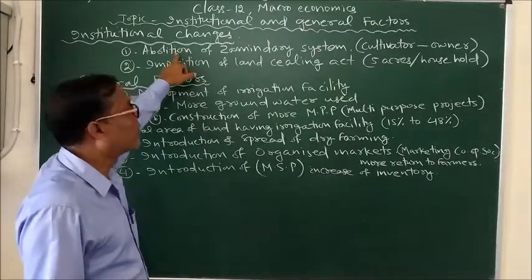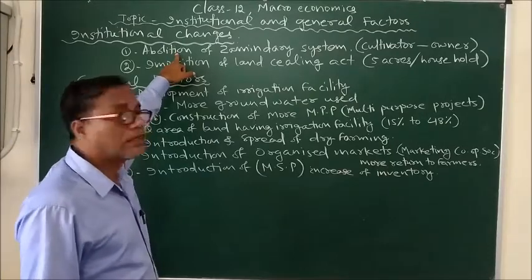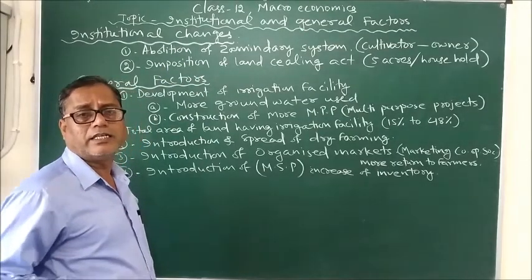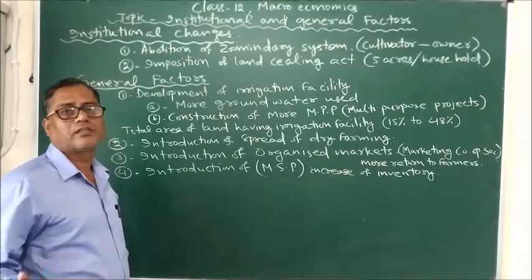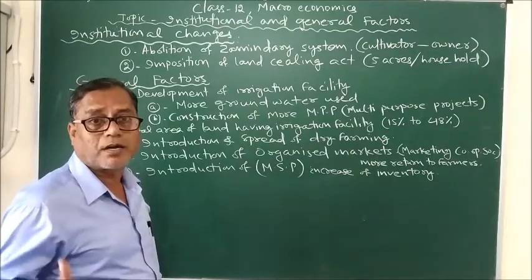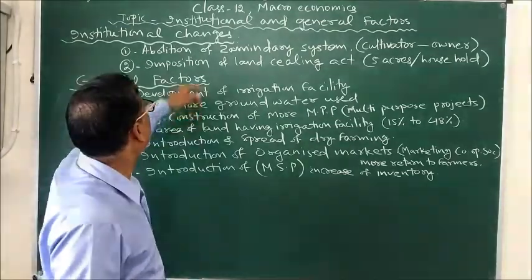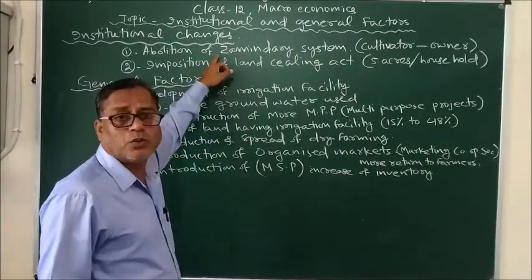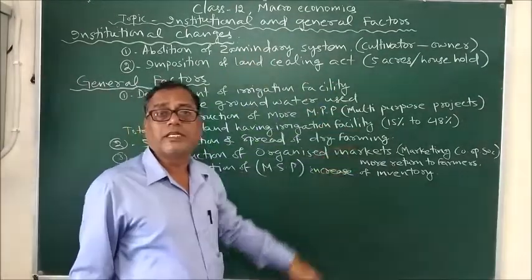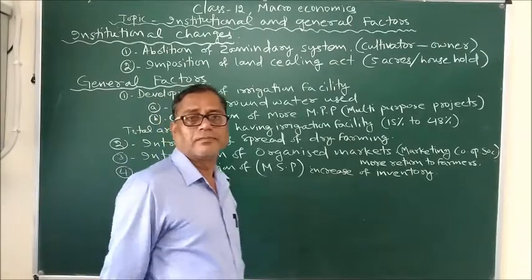The first point is, in order to make India more developed in the agricultural sector, or in order to make the activity of farming more profitable, the government decided to cancel or withdraw the Zamindari system introduced by the British.